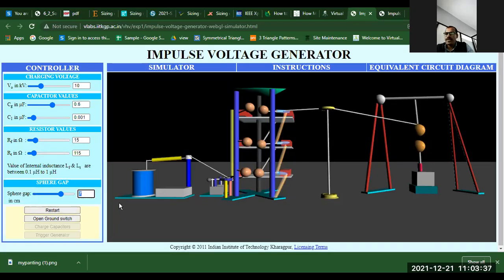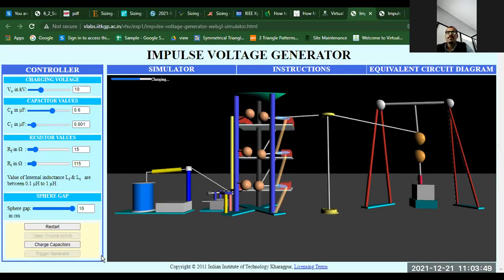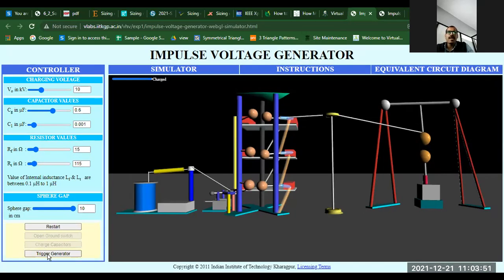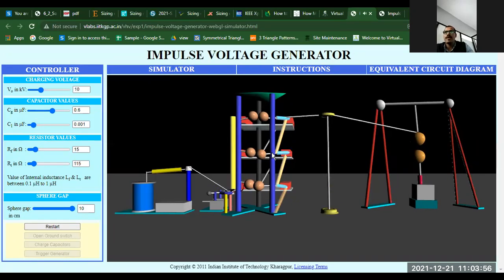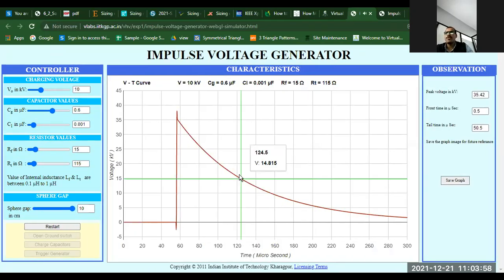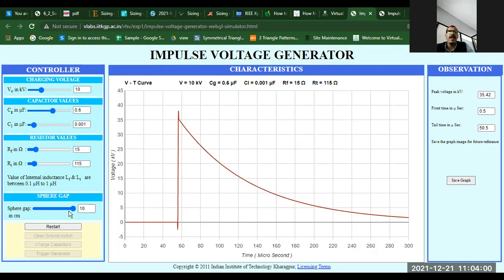Whatever spark gap is there, I will change it to 10. Open ground switch, so this switch is open. Then I'll charge the capacitors. Once the capacitors are charged, I'll click on the trigger. Now my spark gap is maximum, the spark gap is increased, and at that moment you can see my spark gap is increased.